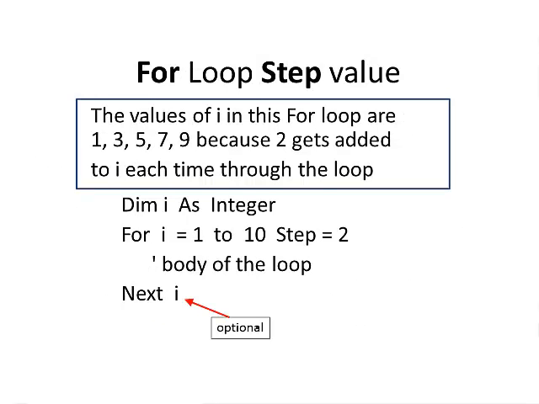The for loop also has an optional step value. Step determines how much to add to your counter each time you go through the loop. In this example, it says for I equals 1 to 10, step equals 2. So we're going to add 2 to I each time we go through. The value for I inside the loop is going to be 1, 3, 5, 7, 9, because 2 gets added each time.